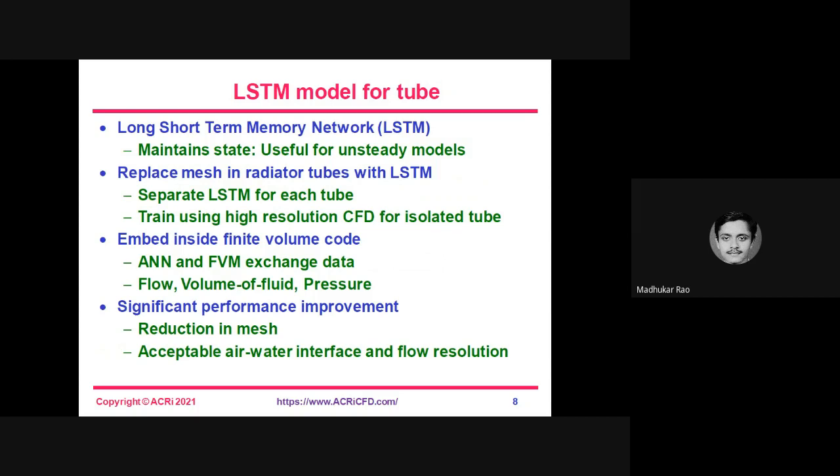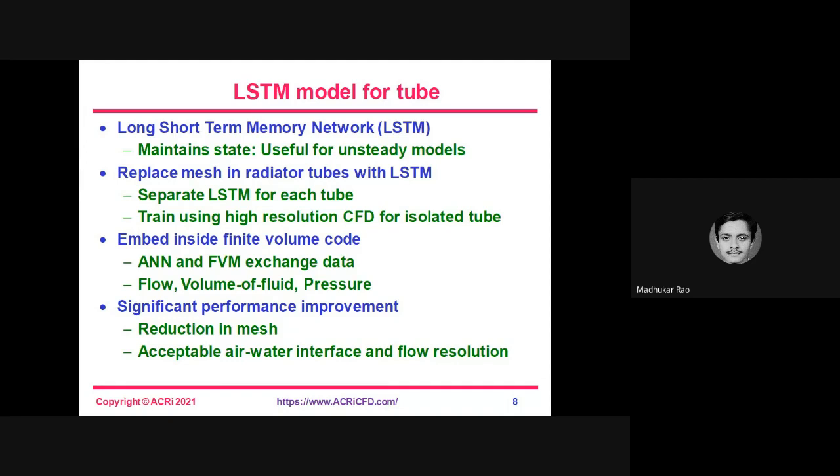I used a version of a neural network called the long short-term memory network, LSTM neural network. This one maintains a state vector, so it's quite useful for unsteady transient models. So basically, I replaced each tube with an LSTM, because of the maintained state I would use a separate LSTM for each tube. I took a single isolated tube and used the training data that I already had to train my LSTM on that. Then I embedded it inside the finite volume code.